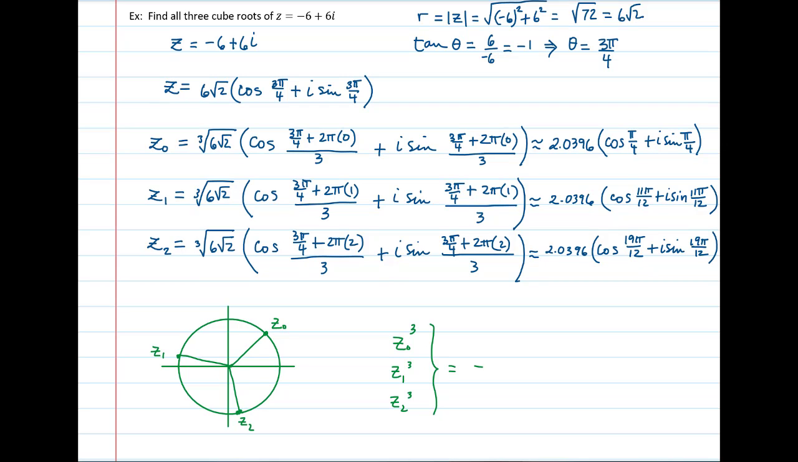But the point is that those roots fall right on that circle, not only on that circle, but also they're equidistant from the next root. And if you raise all these roots to the third power, you're going to get our original complex number, negative 6 plus 6i. There we have it.